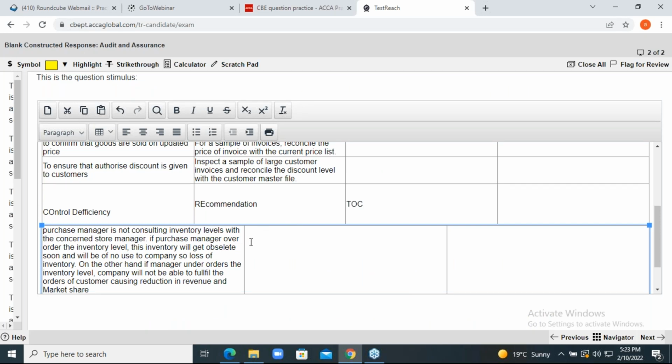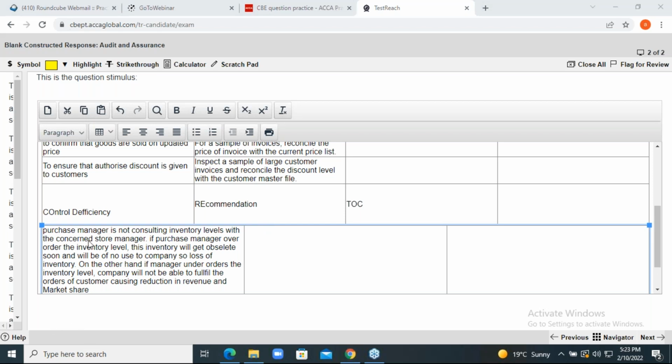Now, how can this control deficiency be managed at this level of the organization? The issue is that the store manager is not consulted. The purchase manager is performing all the process by himself and he is not involving the store manager. So the recommendation would be to involve the store manager in this process. This is the simplest way to do this.